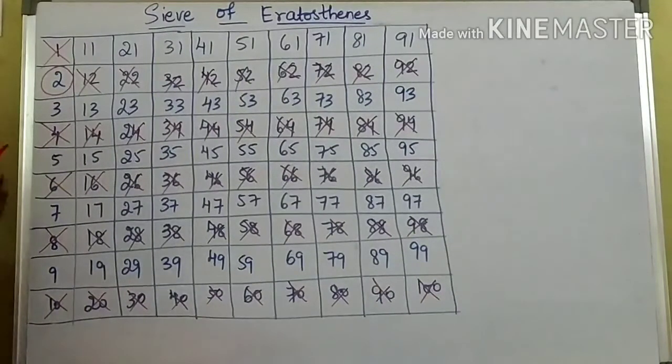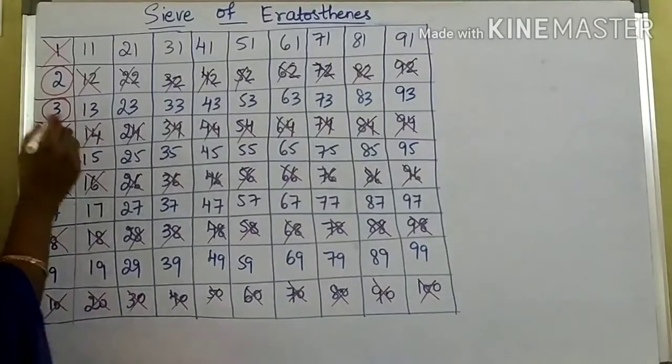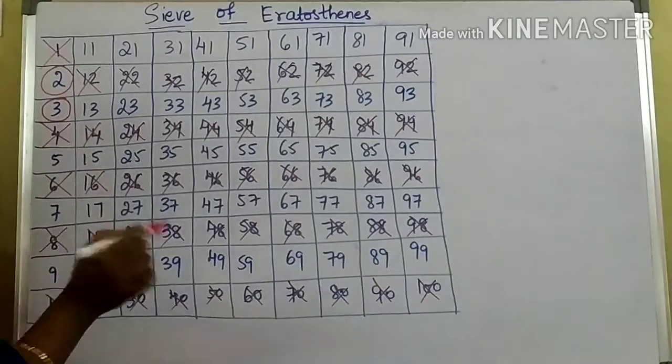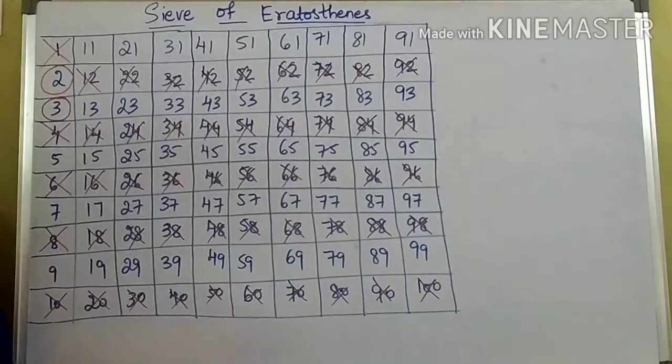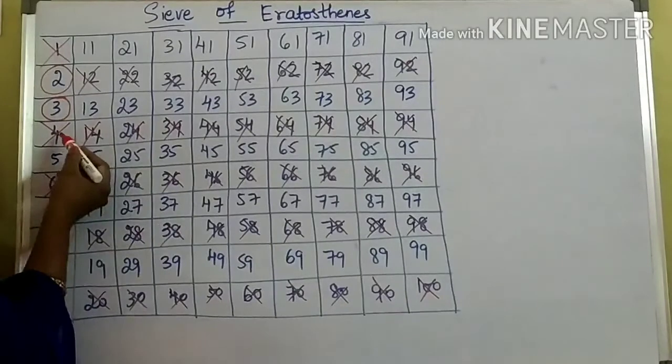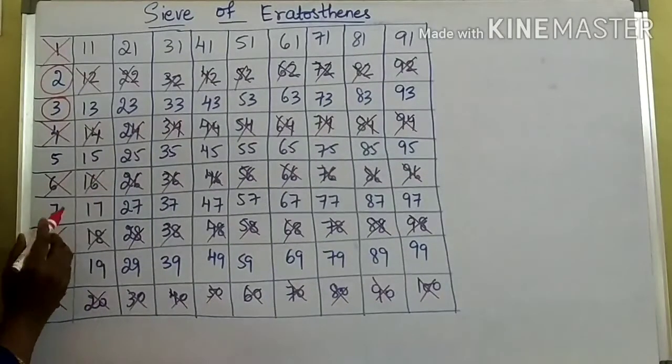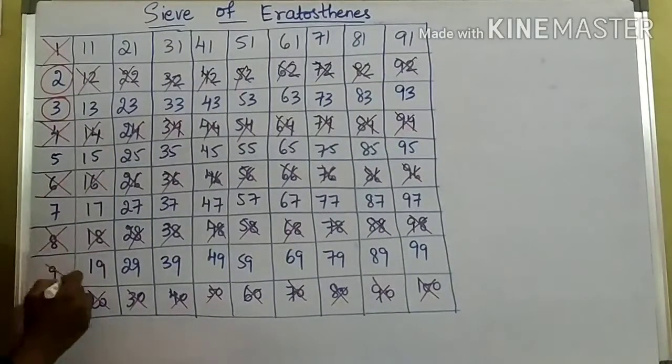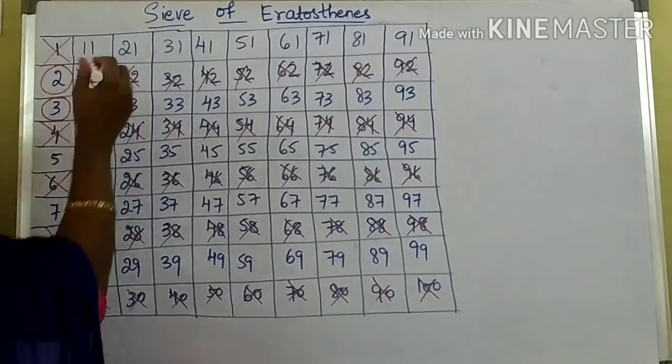Okay. Now you will find the next uncrossed number. That is 3. You know that 3 is a prime number. Now encircle 3 and cross out all the other multiples of 3. You know the multiples of 3: 3, 6, 9. 6 is already crossed out. 9 is a multiple of 3. Next, 12.